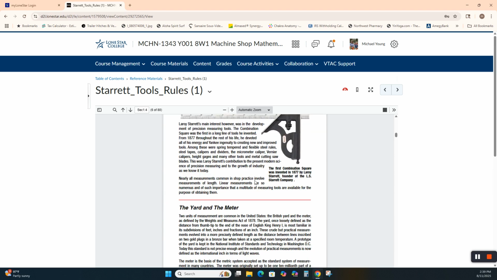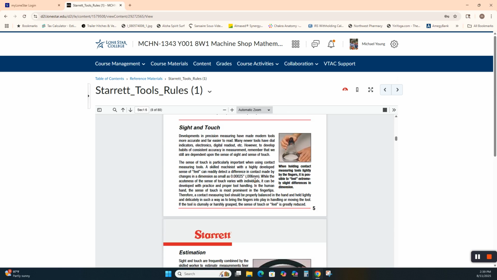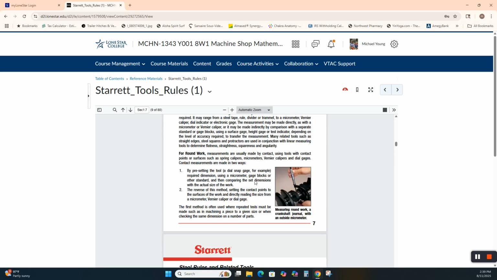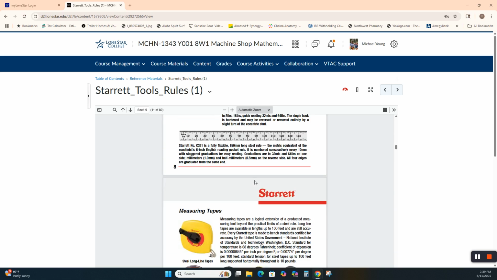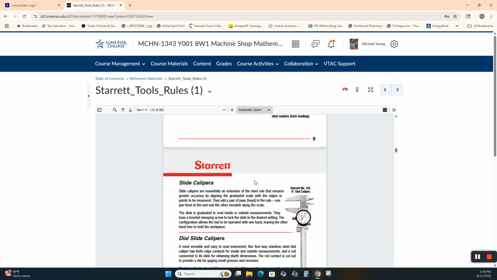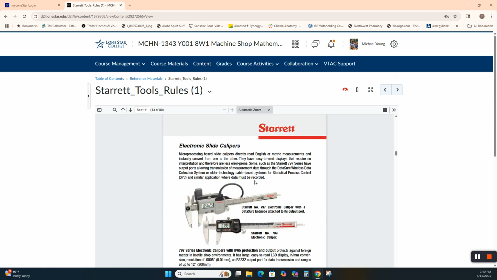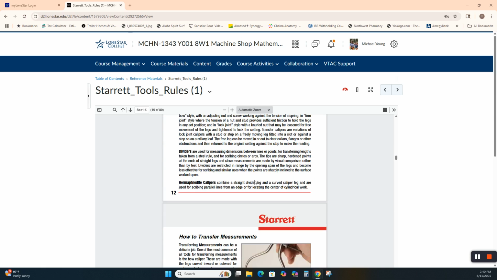Here's a little history, all the different measuring tools. So, I think you get the idea. I put this stuff up there for a reason. Download this and carry it with you in your machining career.